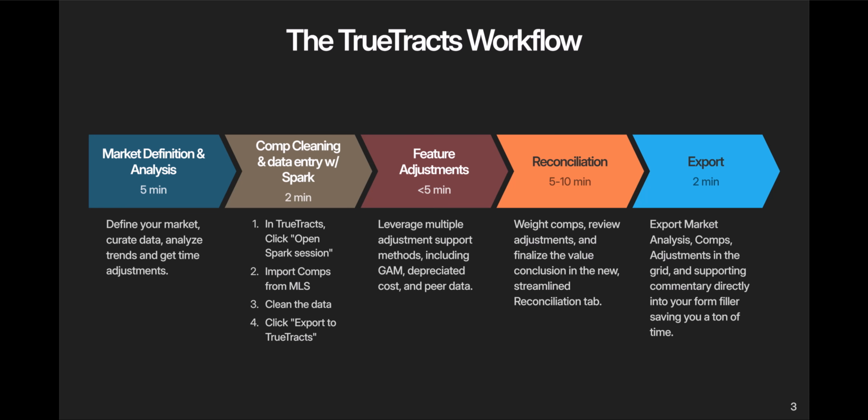Then you'll do your feature adjustments. This is less than a 5-minute process. So you're going to be able to leverage multiple adjustment support methods, including GAM, depreciated cost, peer data, and a couple others. We're also then going to move to the reconciliation tab. Here you're going to be able to weight your comps, review your adjustments, and finalize the value conclusion in a new streamlined reconciliation tab. And then you get to export all of that work you did. You export the market analysis, the comps, the adjustments in the grid, and supporting commentary directly into your form filler, saving you a ton of time.